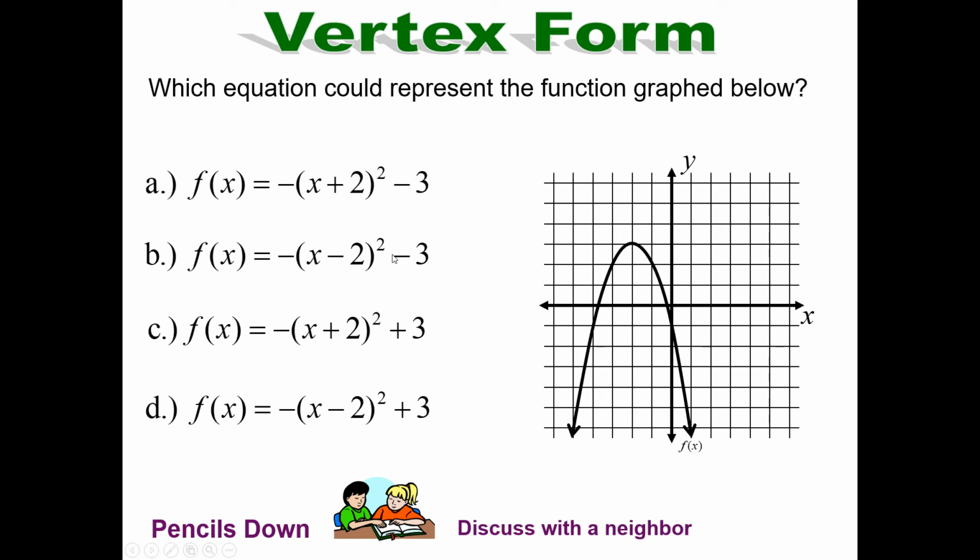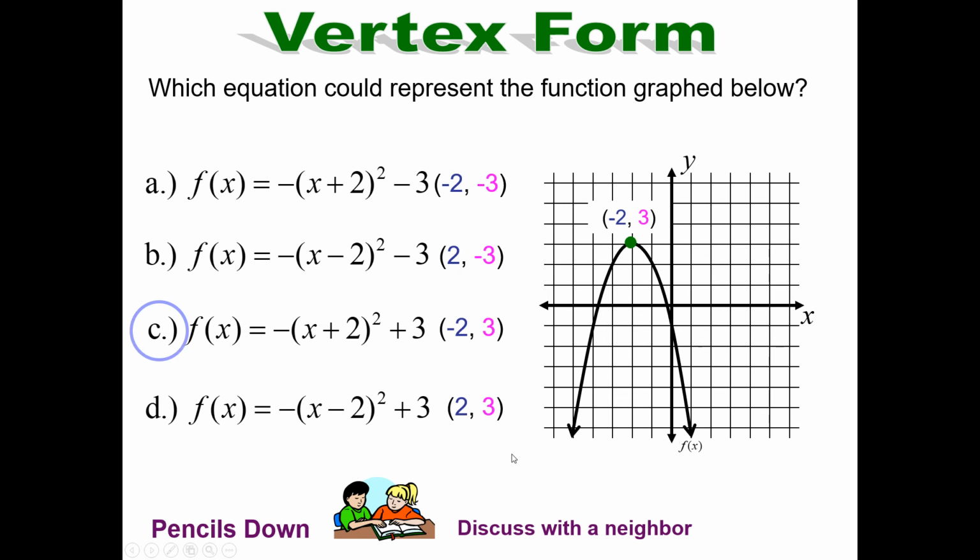But what we could do is just look at these vertices. So let's look at each vertex. That would be (-2, -3). This would be (2, -3). This is (-2, 3), and that's (2, 3). And I want my vertex to be (-2, 3). So that's going to be C. Nice and easy. Easy one.